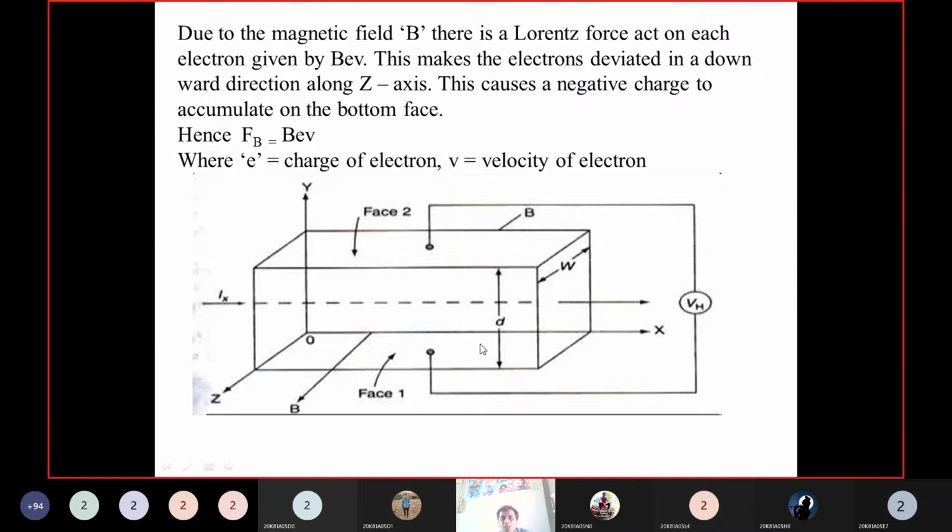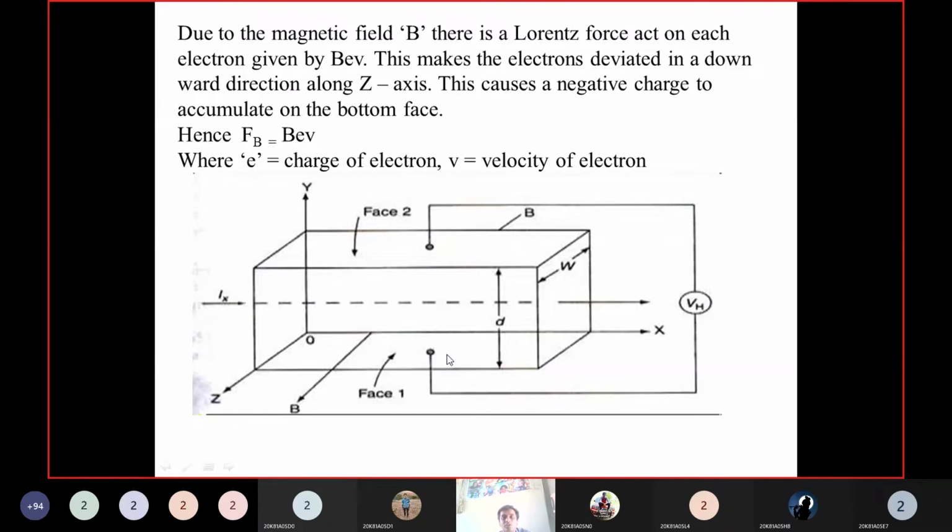That's why some potential difference will be developed across the two opposite phases. What is that potential difference? Due to that potential difference, some electric field will occur.